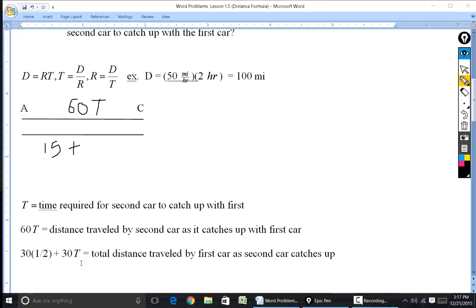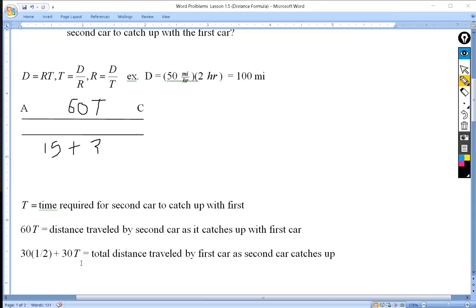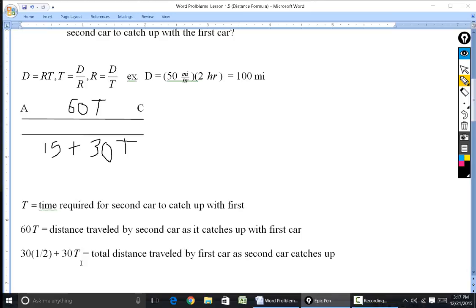Well, the first car will travel 30t in that time. So if the time t to catch up is so many hours, then the first car would have to travel that distance also, 30t. So the distance from A to C is represented by 60t, and that's the distance traveled by the second car as it catches up. At the same time, the first car goes 15 plus 30t. Okay?